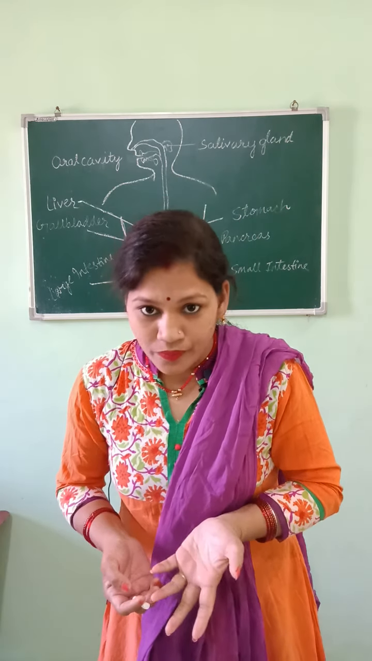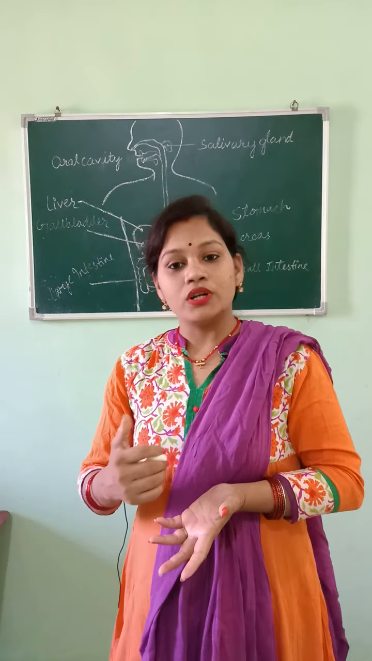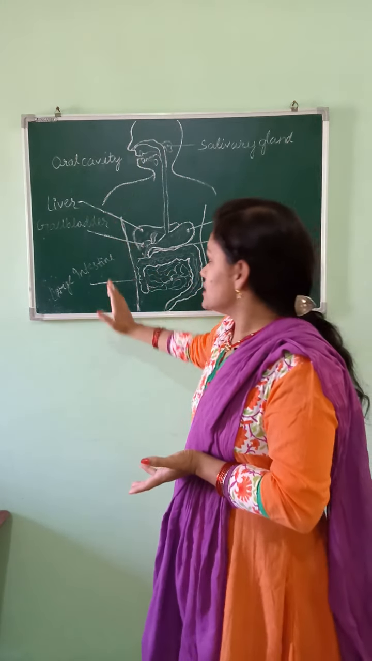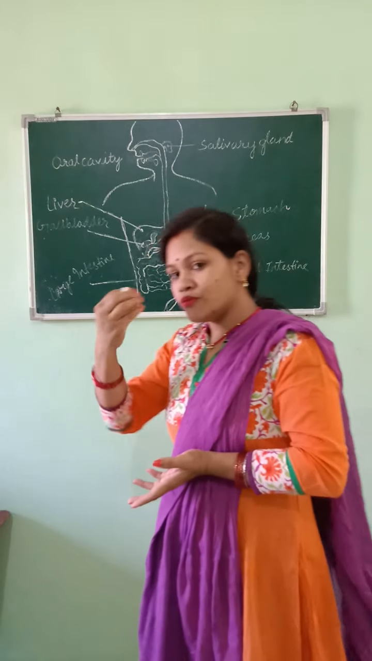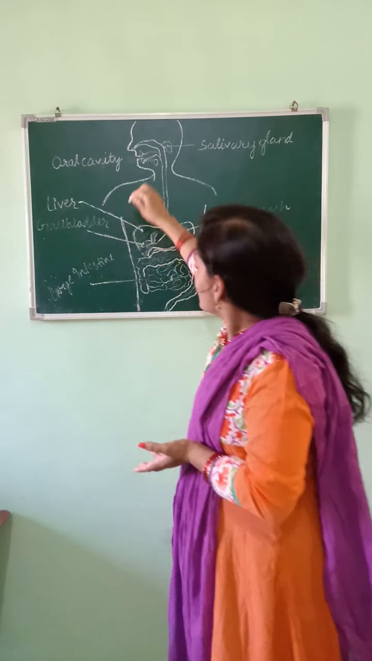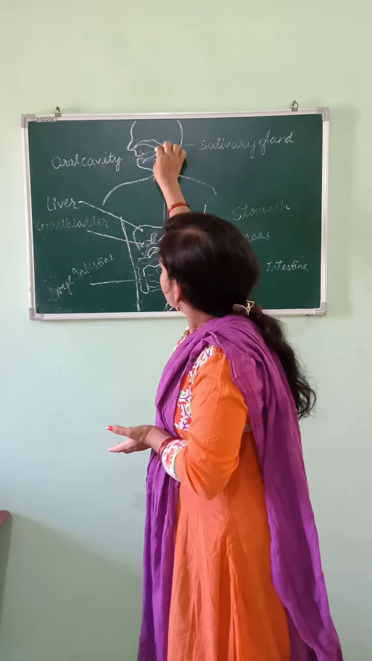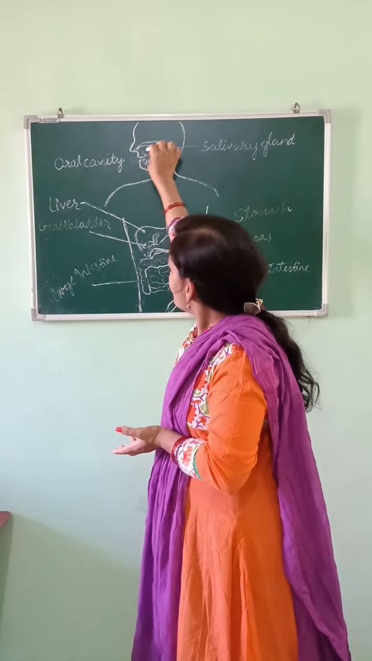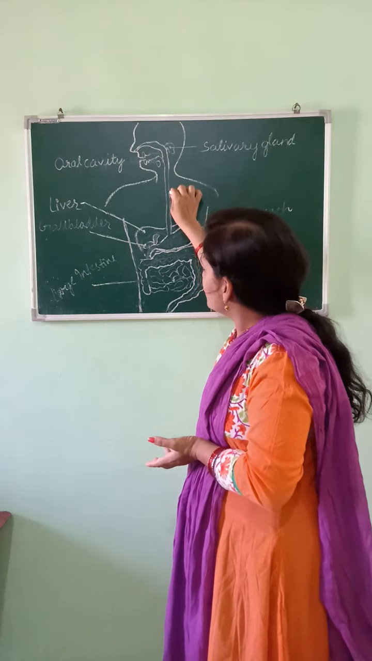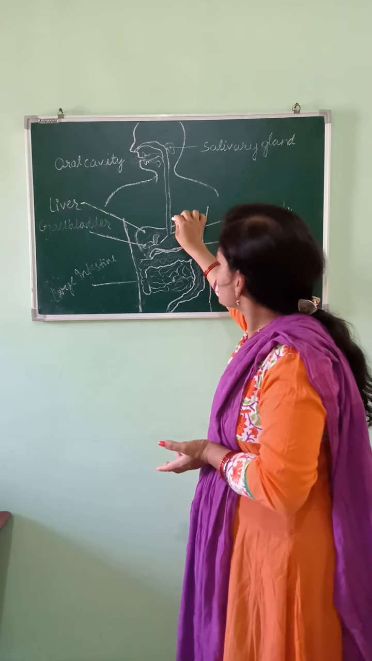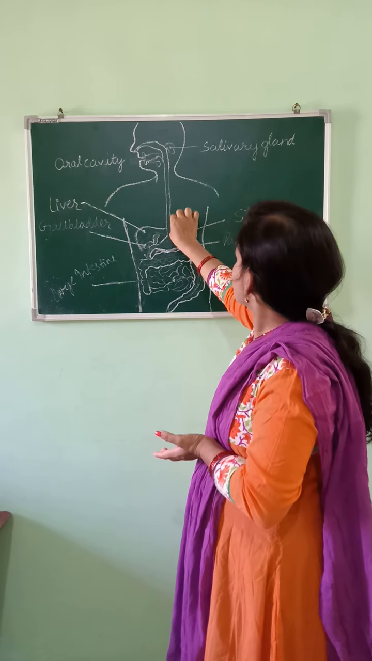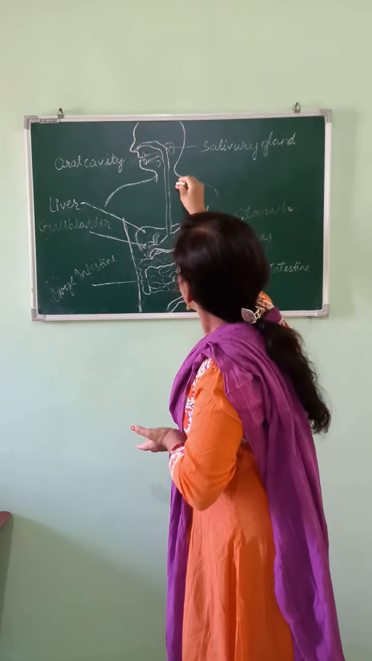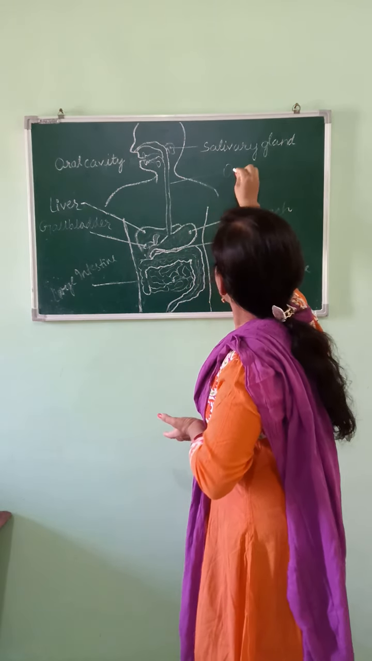Where does it go? When we take in food, it goes to this system. This is the digestive system. When we take in food in our mouth, from the mouth it moves to the oral cavity, that is the buccal cavity. Then from the buccal cavity it moves downwards. Can you see this pipe-like structure? This pipe-like structure is the esophagus. Okay? This is the esophagus.